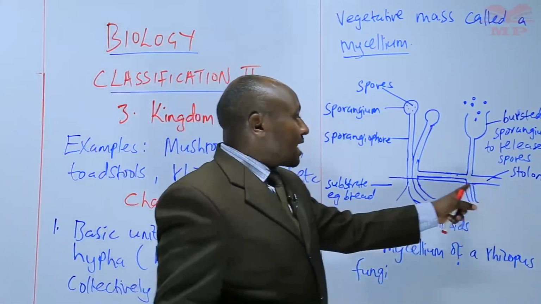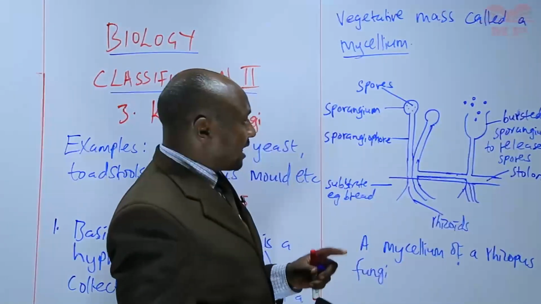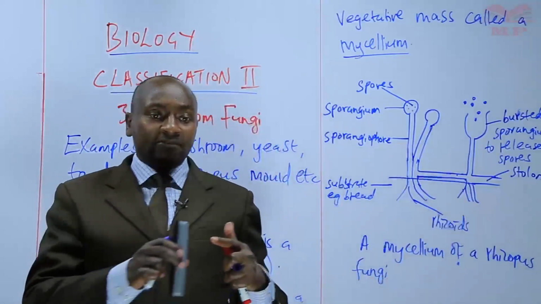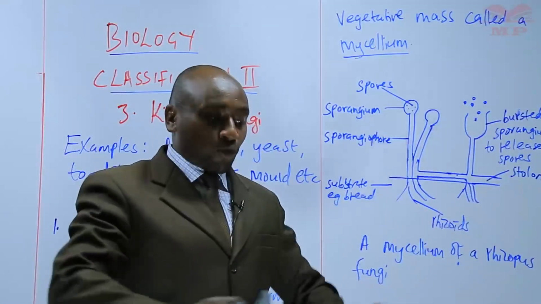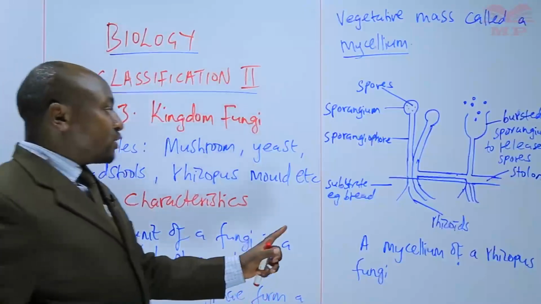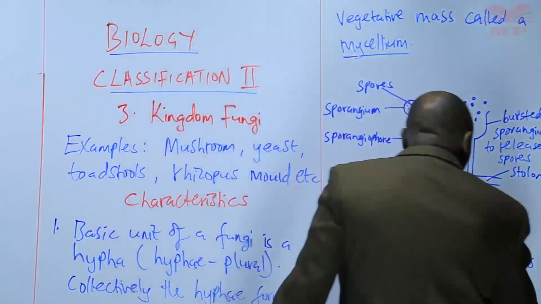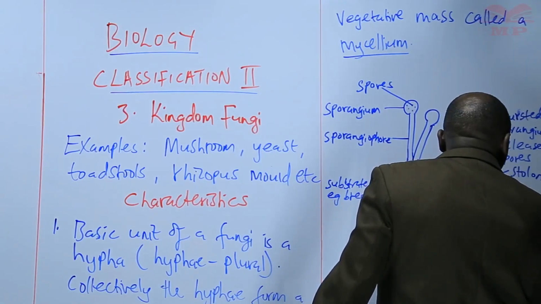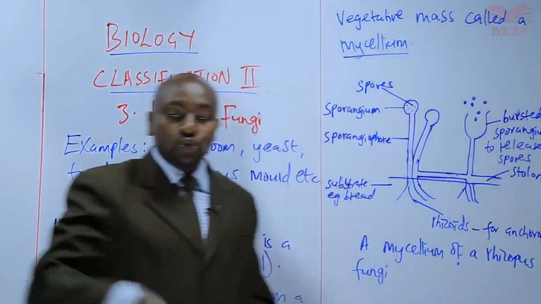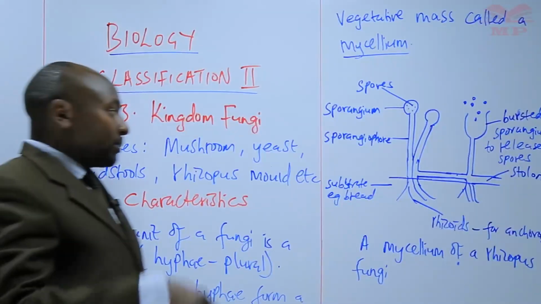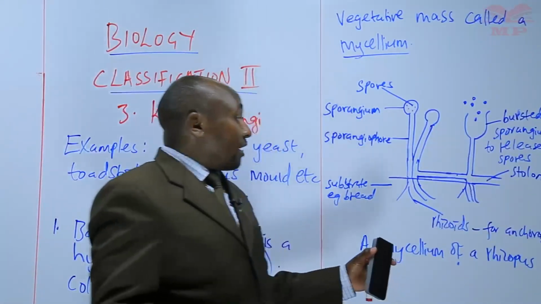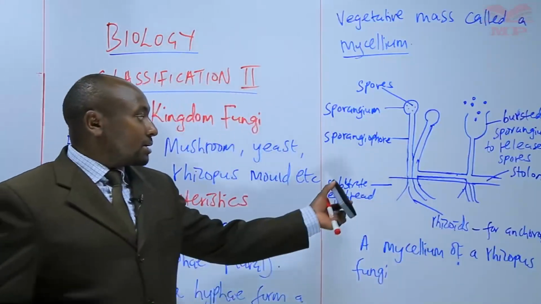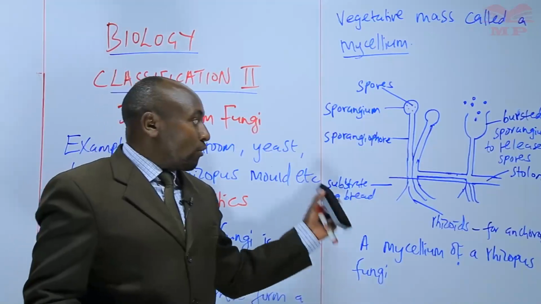So the stolons are horizontal, like I have said, and they help the fungus to spread, to form a mass from one point to the other. Then the rhizoids, these ones are for anchorage. That means to anchor onto a substrate. They help to anchor onto the substrate and therefore absorb the nutrients from that particular substrate. And I've given an example of bread.